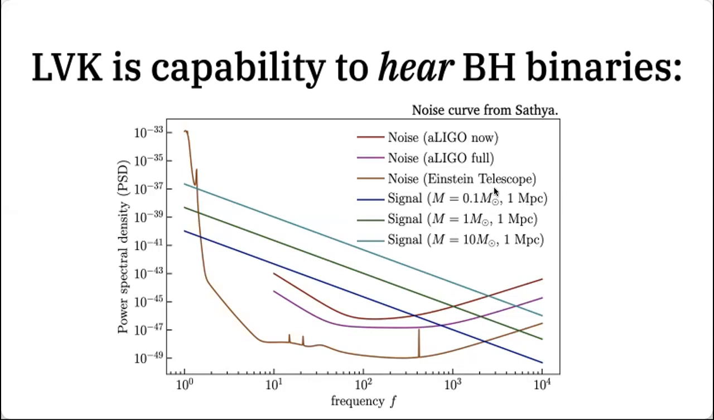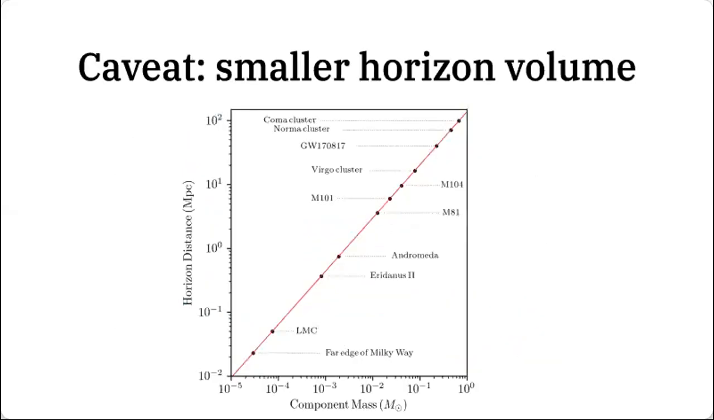Of course, we have to put those black hole binaries nearby. These three signal curves are all created by assuming that the binary is at 1 megaparsec distance. So as we focus on lighter black holes, we can only reach out to a local radius, which is a smaller volume. That may be the reason why we haven't heard from those small black holes so far, but it's not a limitation of the instrument.